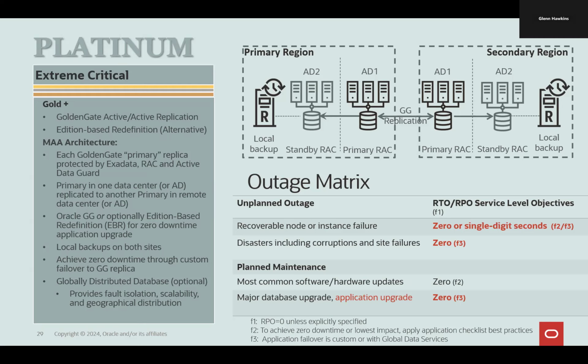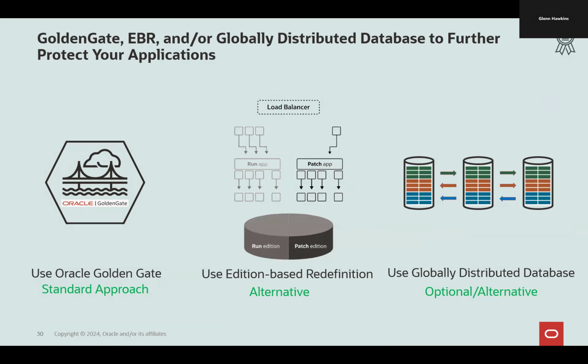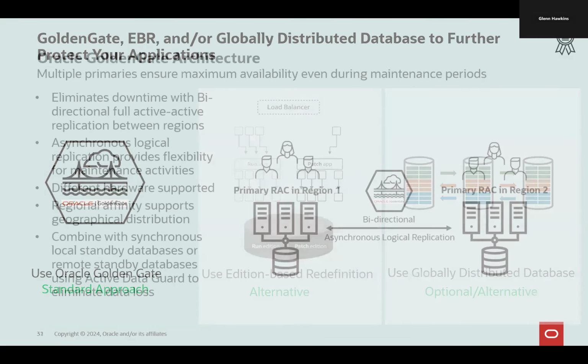GoldenGate is asynchronous by nature. So it gives you two primaries. So now I can upgrade one of my sites entirely on its own. I can stop replication, and I can go ahead and upgrade one side. I always have Data Guard configured in each one of those environments, usually local standbys off each one of those. And of course, RAC is still in the picture as well. So all the above.